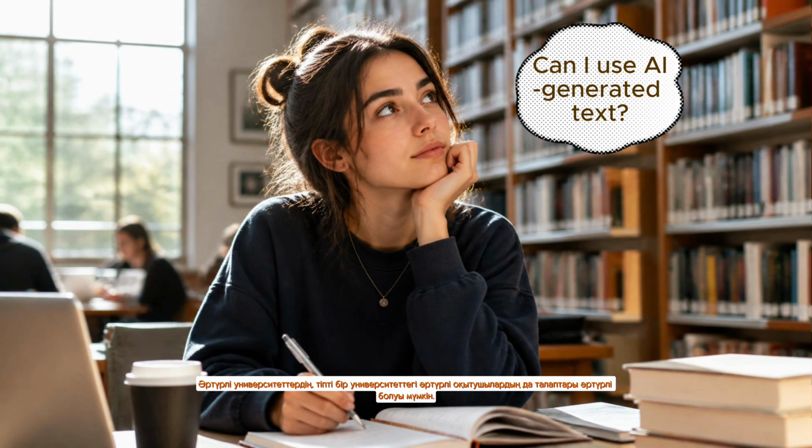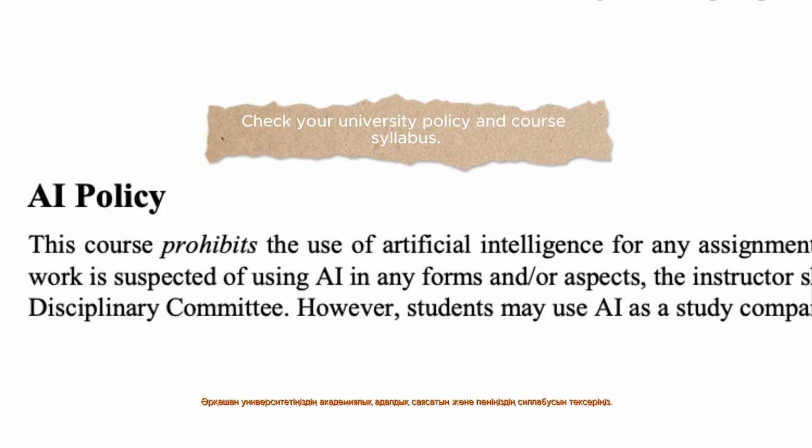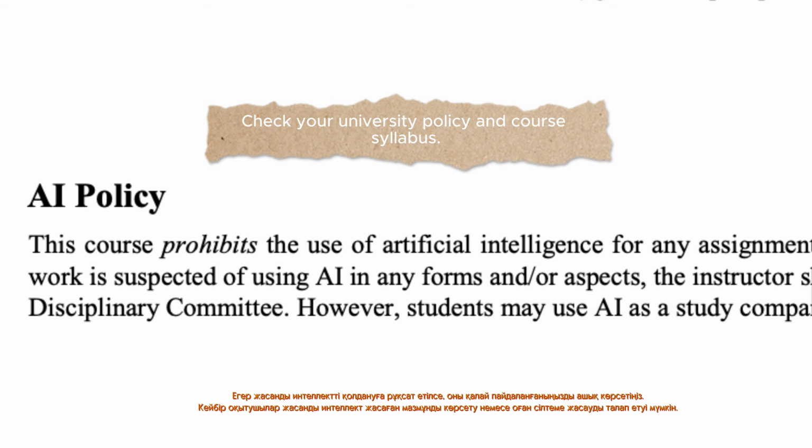Different universities and sometimes even different instructors have different expectations. Always check your university's academic integrity policy and your course syllabus. If AI is allowed, be transparent about how you used it. Some instructors may ask you to acknowledge or cite AI-generated content. Others may not allow AI-generated text in assessed work.